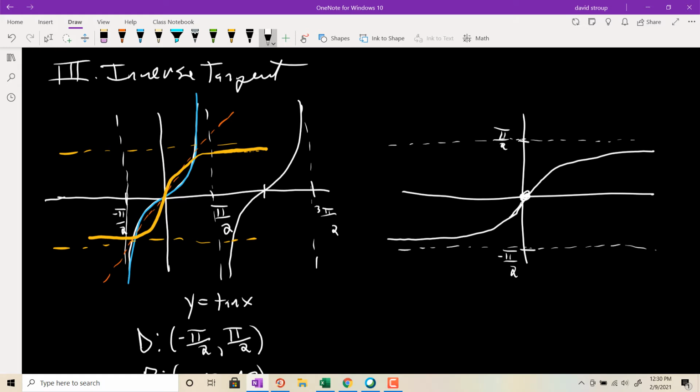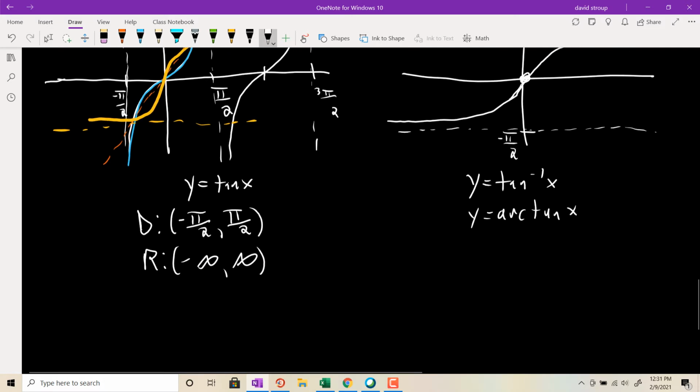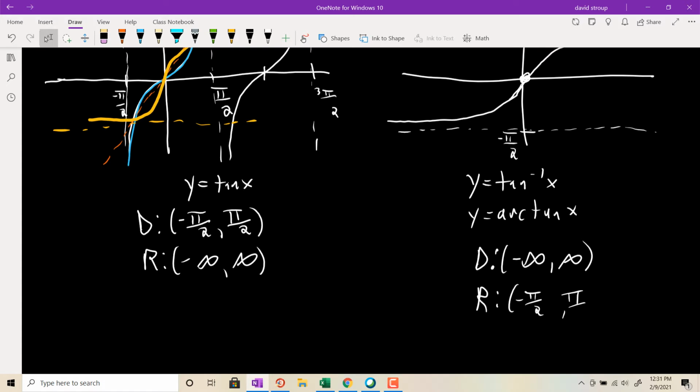Okay, so this is tan inverse, or arctan, if you want to get around that issue with the exponent. That's not really an exponent, it's just notation. The domain this time is the range from the previous function, so negative infinity to infinity, and then the range will be negative pi over 2 to pi over 2.